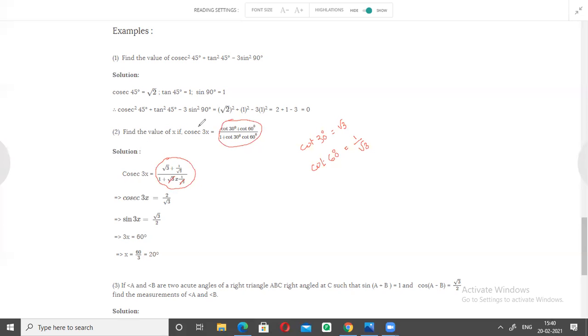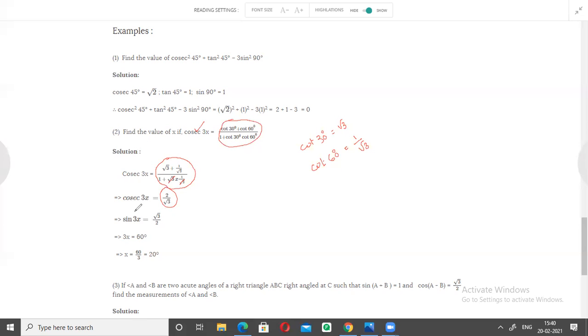On this side, it is cosec 3x. So cosec 3x is equal to 2 by root 3. So cosec is the reciprocal of sine. So sine 3x will be the reciprocal of this value, that is root 3 by 2. Now check for which angle sine ratio is coming root 3 by 2 in the table. From the table, we will get that sine 60 degree is equal to root 3 by 2.